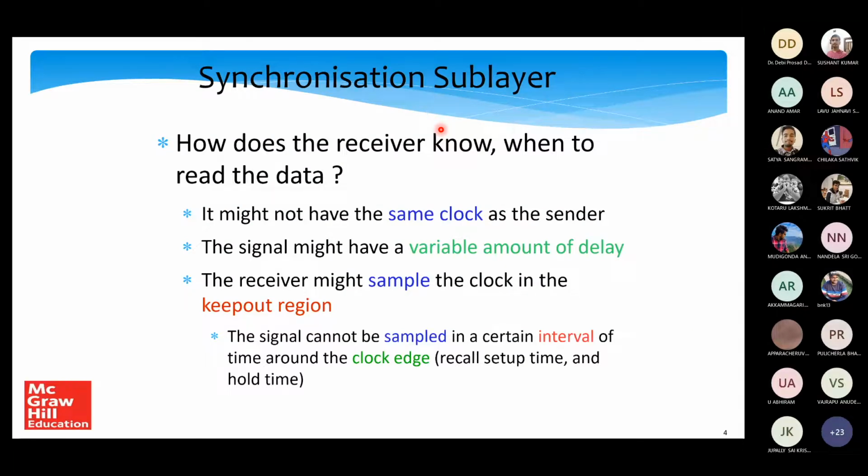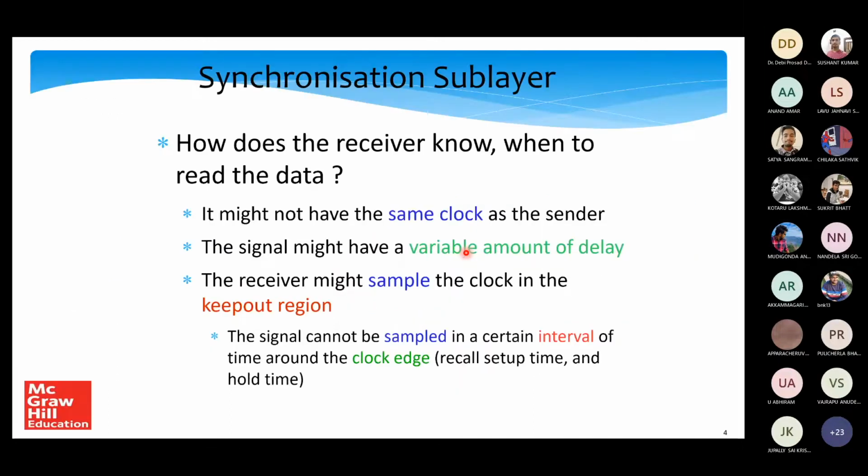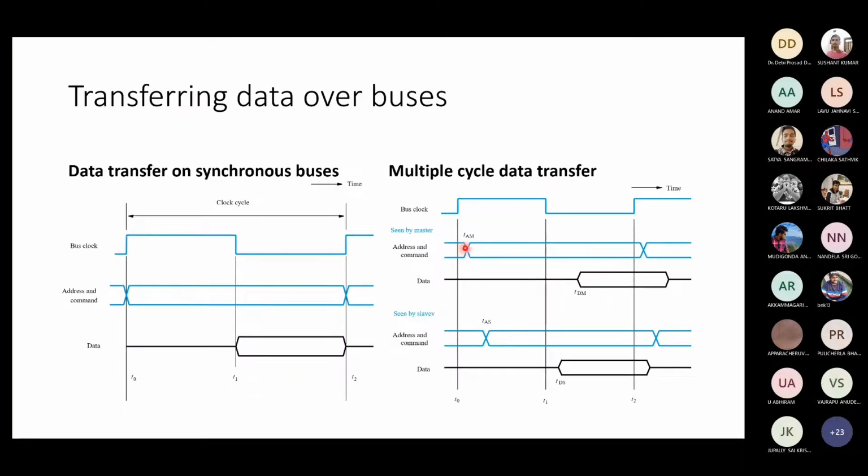Now, synchronization is an issue. For instance, if you look at this transition, how does the receiver know that something is valid? Right? For instance, how does the receiver know when to read the data? Right? Number one, the receiver may not have the same clock. Number two, this delay between this point and this point, this BAM point and this point, these delays may change and be variable. They are not always fixed. They depend on the bus.